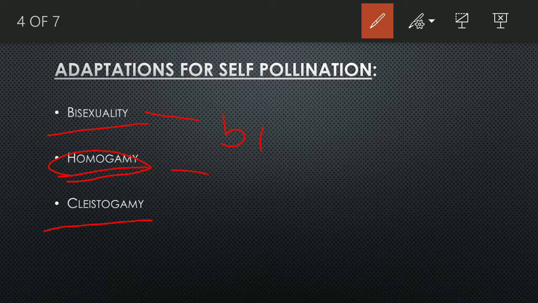In homogamy, the bisexual flower should be such in which the anther and stigma mature simultaneously to make self-pollination possible. Now, the third one is cleistogamy. So, what is cleistogamy? The cleistogamous flowers are those which never open.